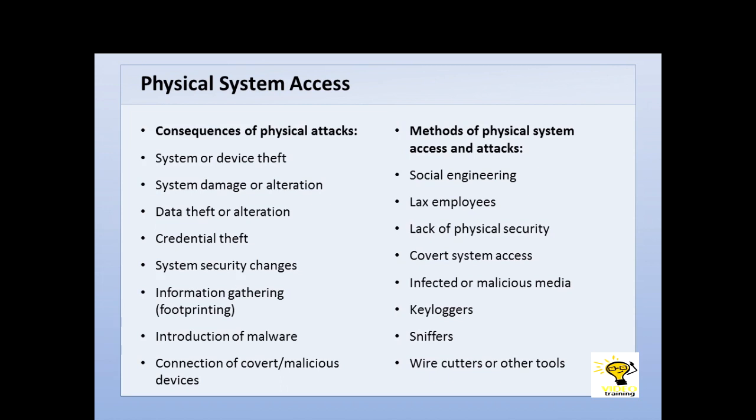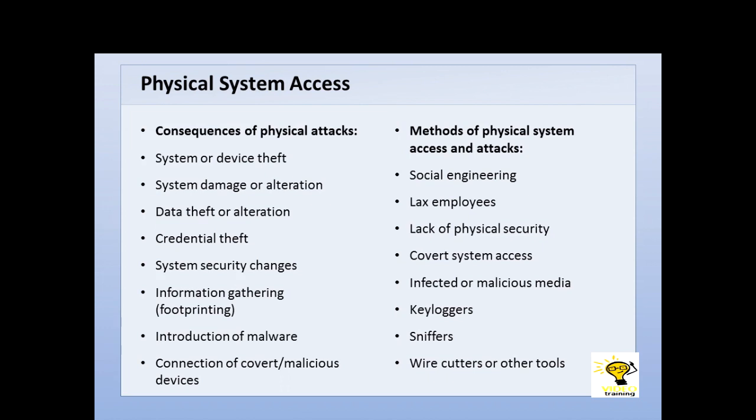Covert system access, meaning they are inside the facility posing as a maintenance person or a janitor, and they're left unguarded for a minute and they get to the system so they can type on the keyboard. Maybe no one's watching. Infected or malicious media. I mentioned again the USB sticks that may have hacker tools on there, and there are several that you can download and put on a stick that will take only a few seconds to steal a SAM file from a Windows box.